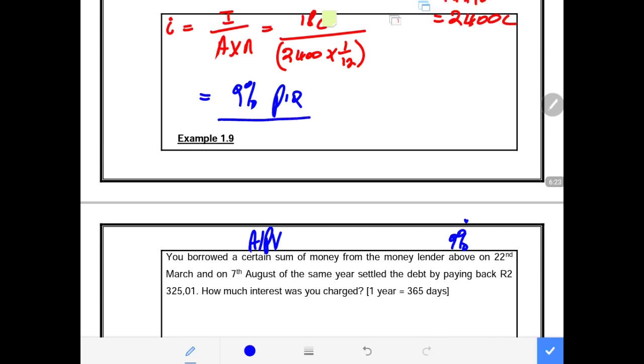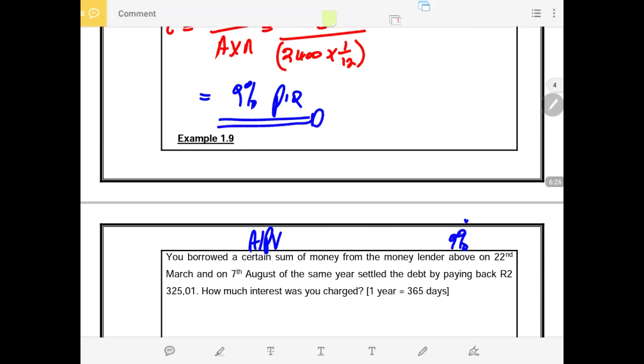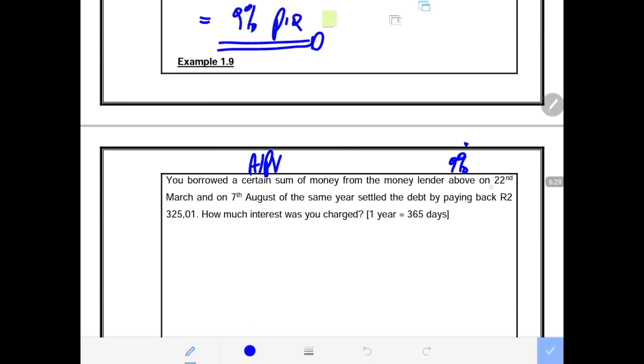So now you borrow money from the money lender who charges 9% from above on the 22nd of March. You borrow this on the 22nd of March and you pay it on the 7th of August of the same year, and you settle the debt by paying back 2,325 rand 1 cent. How much interest were you charged? Remember, a year is 365 days.